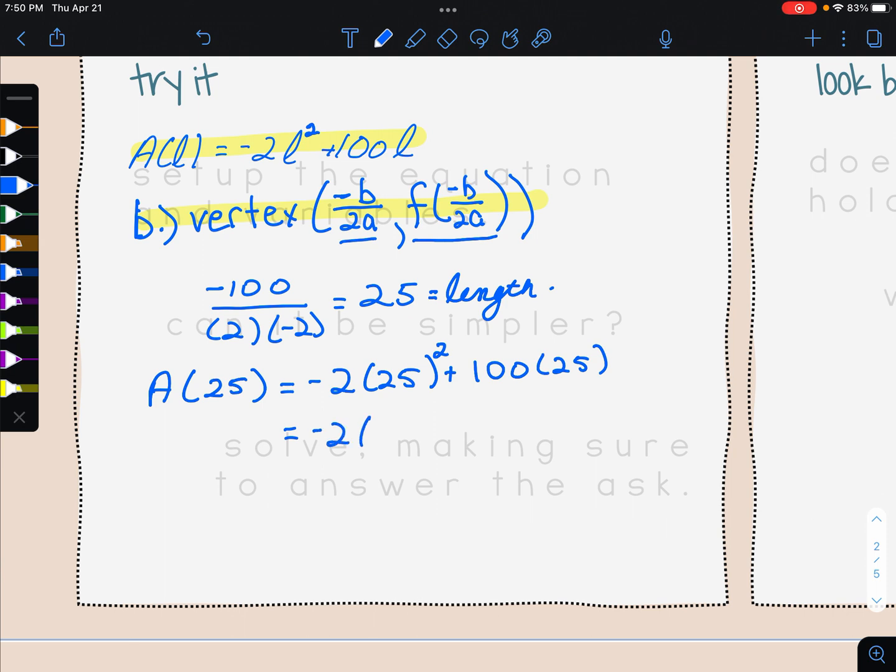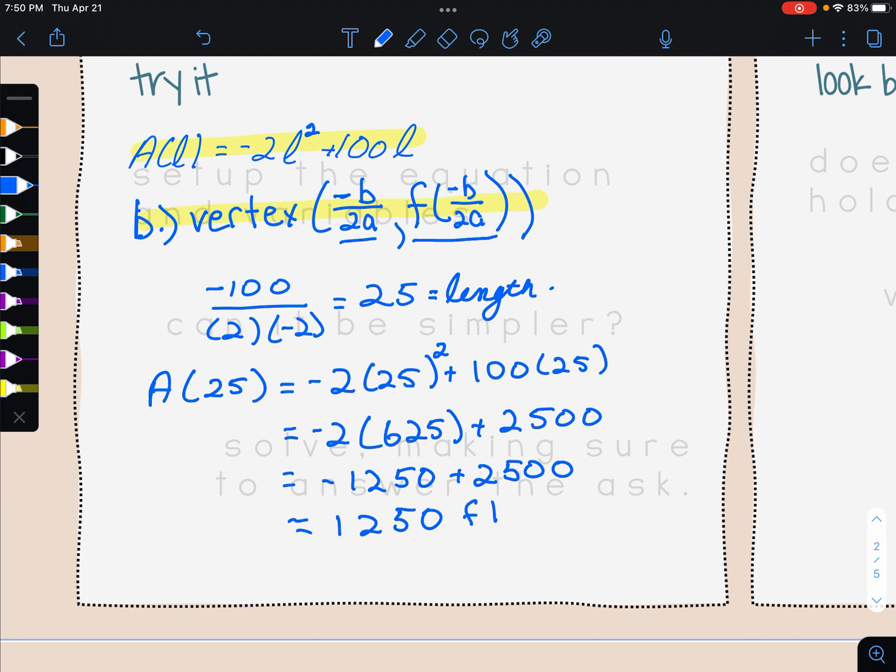All right, so we have negative 2. And that's going to be, do you remember our perfect squares? 25 squared is 625 plus 100 times 25, which is 2,500. This is equal to negative 1,250 plus 2,500. And that's going to equal 1,250. That is our answer, and that's in feet squared.